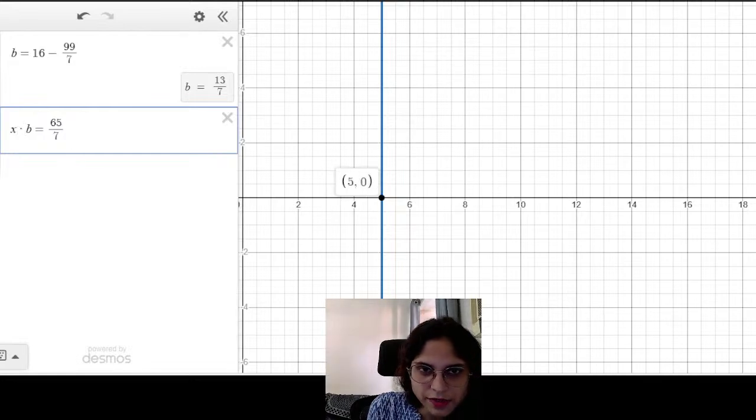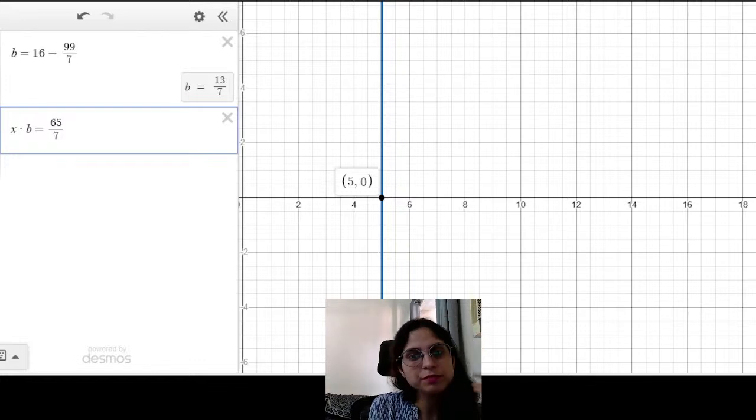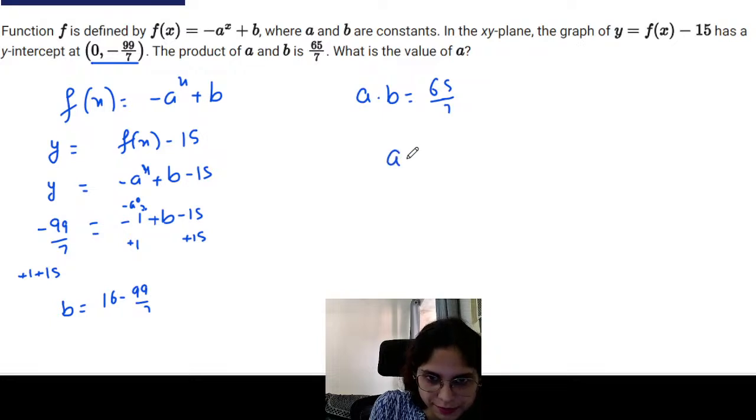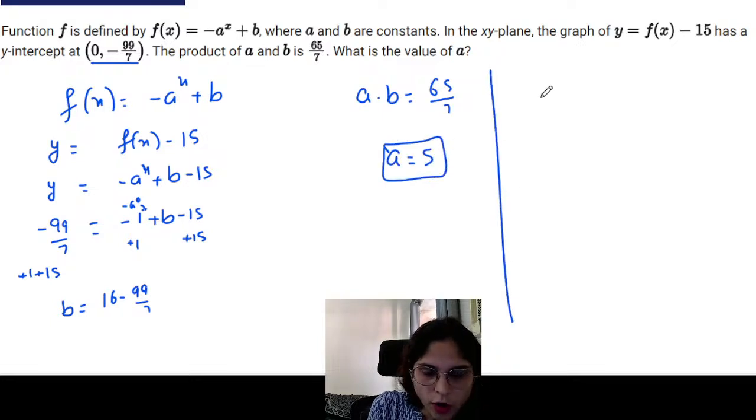You will get x as 5. So instead of a, you will have to write x, because it does not understand a. We can write b, because over there it's just the value, right? 16 minus 99 over 7. So the value of a is going to be 5. Or if you directly do negative 99 over 7 equals negative a to the power 0 plus b minus 15.